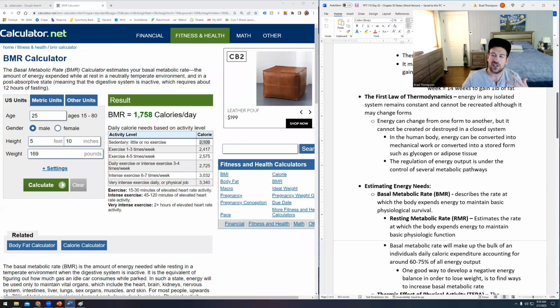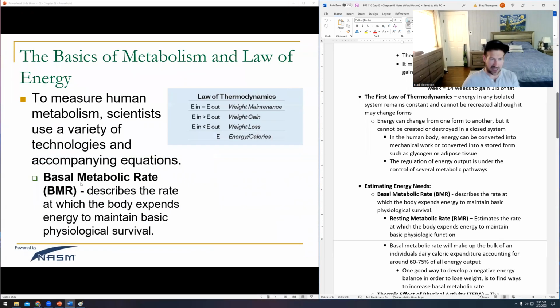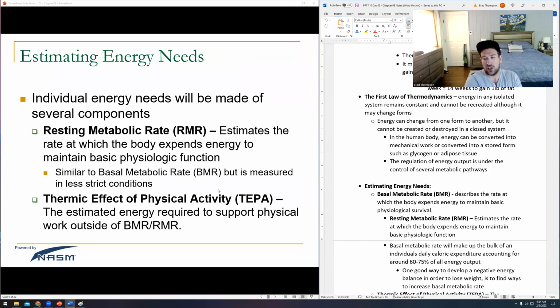So again, energy in an isolated system will always remain constant, right? If energy in is equal to energy out, we call that weight maintenance. Energy in greater than energy out results in weight gain. Energy in less than energy out results in weight loss, right? So in the human body, we can convert energy into mechanical work, or we can convert it into glycogen, or we can convert it into triglycerides, which we store in our adipose or fat tissue, right? So the regulation of all of this is under a lot of different pathways. There's a lot of stuff going on.